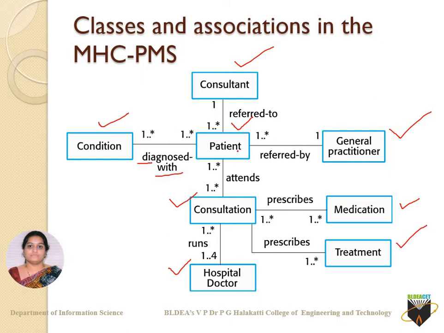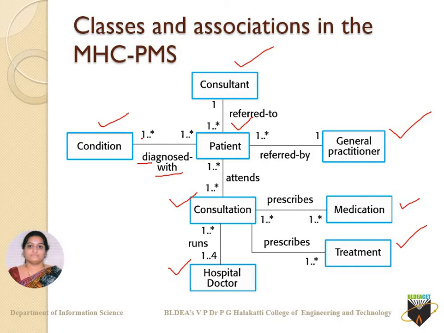Always keep in mind that whatever I'm taking is an example of an application. In what way am I designing? It does not cover general patient information and all those things. Here I can see what the cardinalities and associations are. The associations are diagnosed with, referred to, referred by, attends, prescribes, runs. These are all associations showing how these classes are connected to one another. And what are the cardinalities with which they are connected?